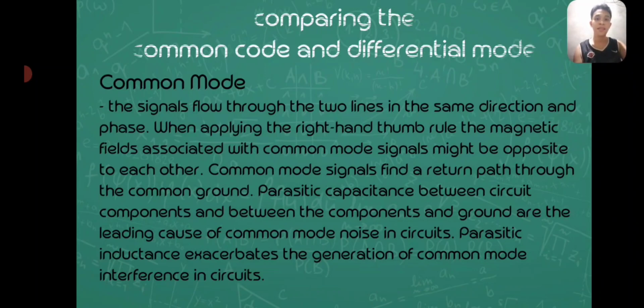Common mode: the signal flows through the two lines in the same direction and phase. When applying the right-hand thumb rule, the magnetic fields associated with the common mode signal might be opposite to each other. Common mode signal finds a return path through the common ground. Parasitic capacitance between circuit components and between the component and ground are the leading cause of common mode noise in a circuit. Parasitic inductance exacerbates the generation of common mode interference in a circuit.